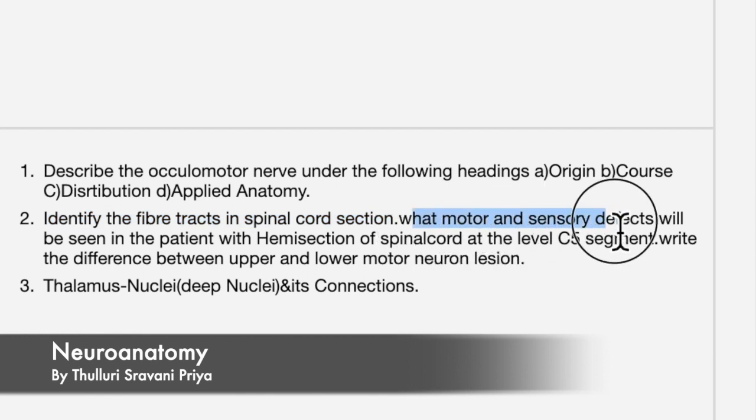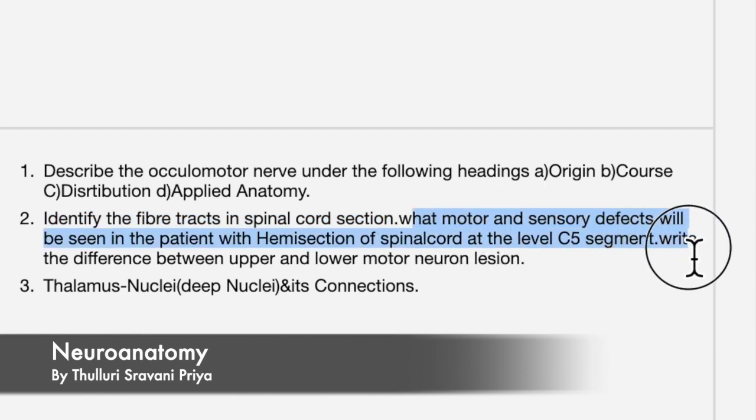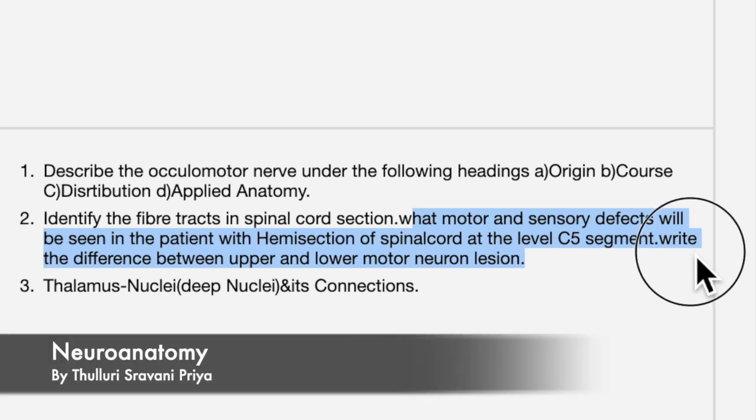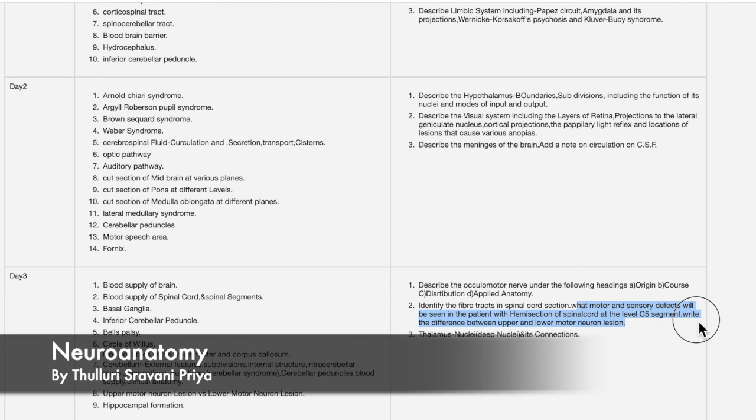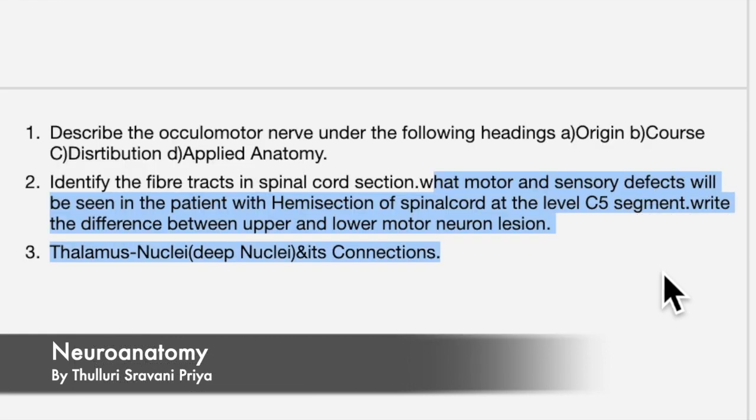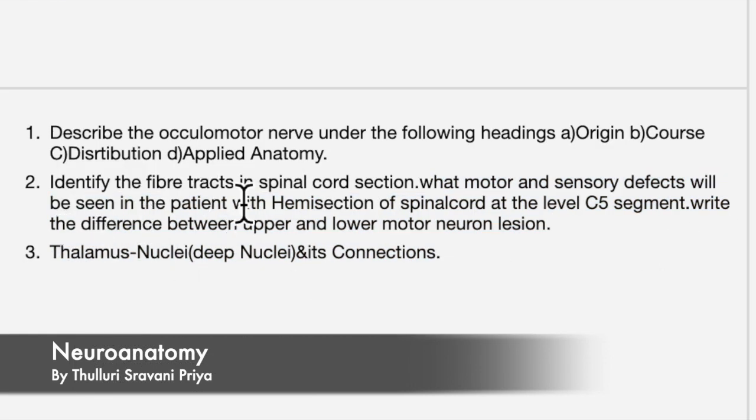What motor and sensory defects will be seen in the patient with hemisection of spinal cord at the level of C5 segment and write the differences between upper and lower motor neuron lesion. This is the second question which is important. And third question is thalamus with its nuclei, mainly deep nuclei and their connections. These are also previously asked questions.